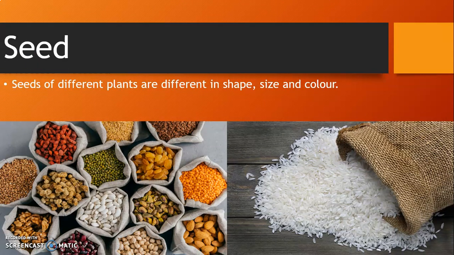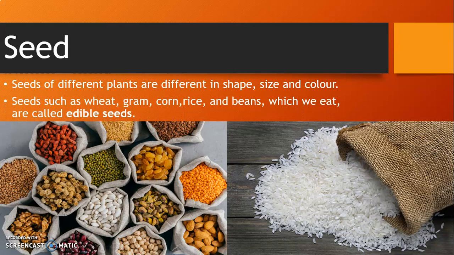So what are seeds? Seeds are inside the fruit. Seeds of different plants are different in shape, size, and color. Different plants have different kinds of seeds. Seeds such as wheat, gram, corn, rice, and beans, which we can eat, are called edible seeds. So we consume the seed part of the plant also.